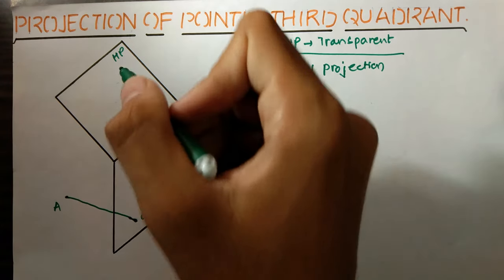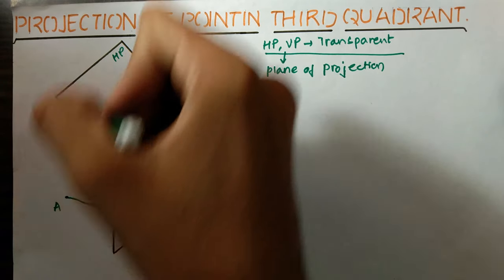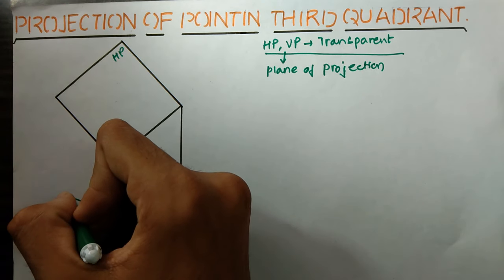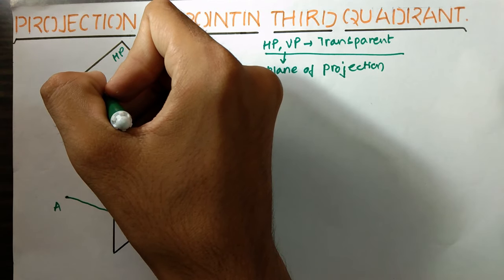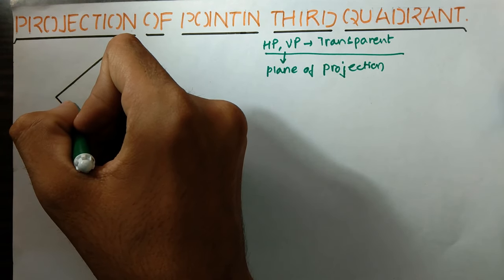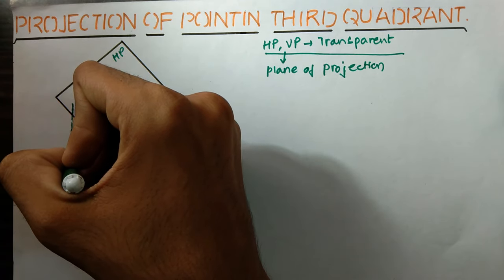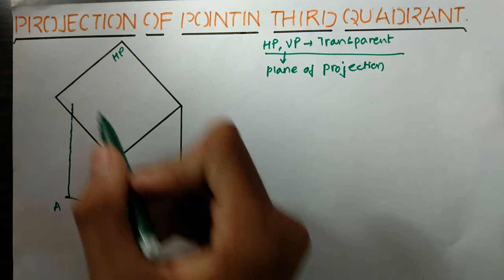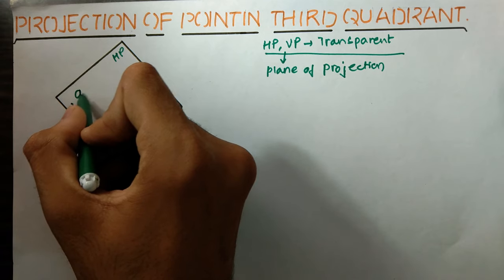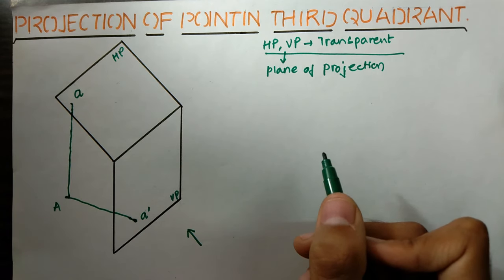Now, when the observer observes this point A from the top, then we have a view intersecting the horizontal plane which leads us to the top view. So let us draw the projector. This point is A and this is referred to as a top view.